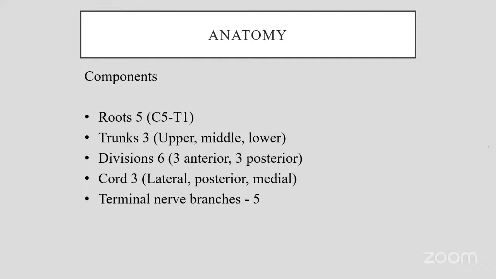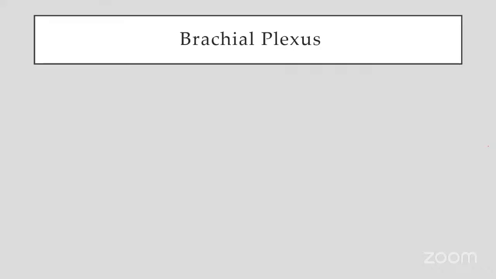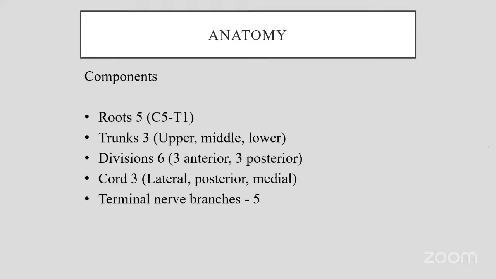I'll discuss briefly about the brachial plexus. The components of the brachial plexus are 5 roots from C5 to T1, three trunks, that is upper, middle, and lower trunk, 6 divisions, 3 anterior and 3 posterior, 3 cords, that is lateral, posterior, and medial, and 5 terminal branches.